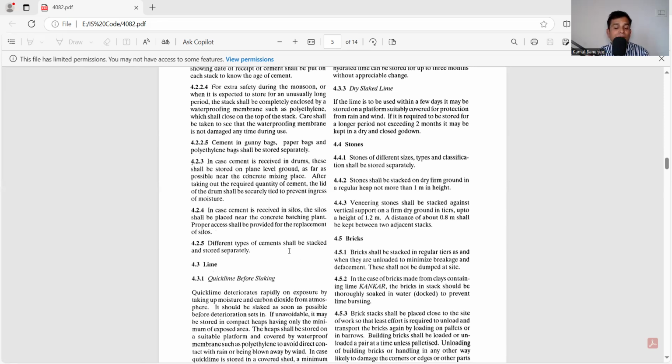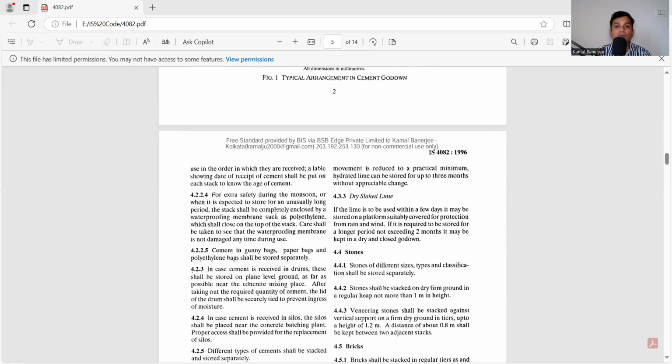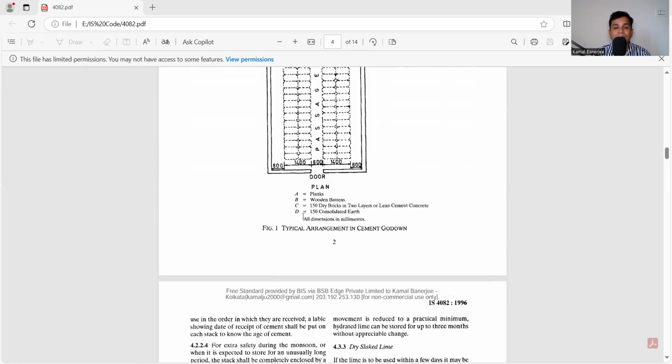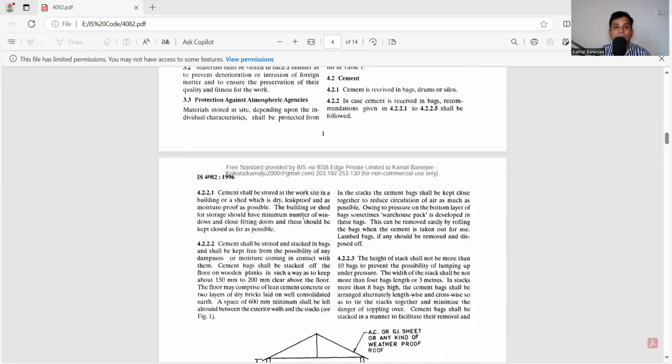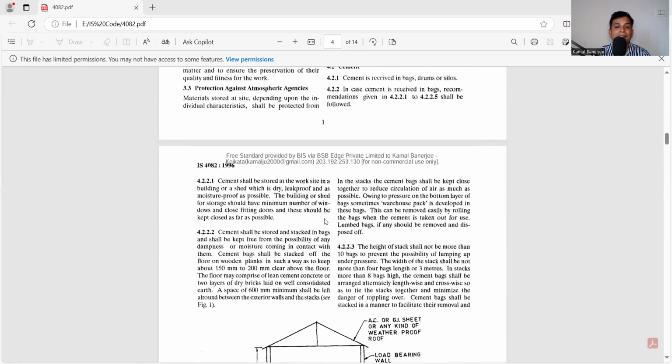That means if one is PSC, one is slag cement, or pozzolana cement, or ordinary Portland cement, if they are received at the site, they should be stacked separately. So these are the code guidelines in IS 4082, clause 4. The cement guidelines are given there.